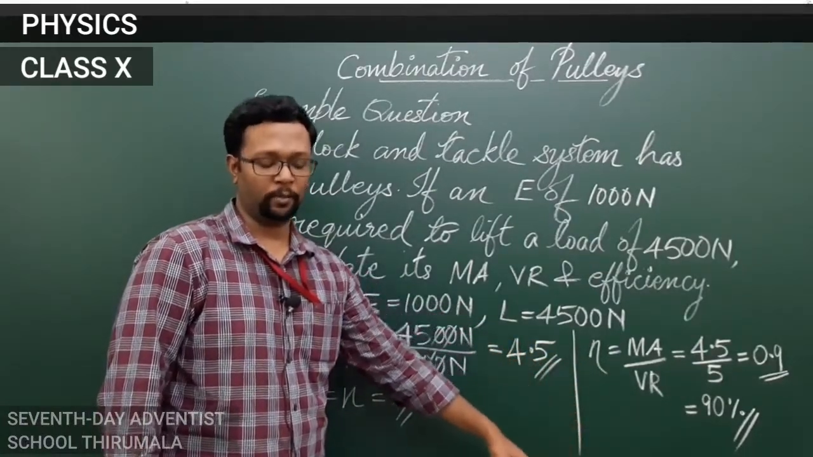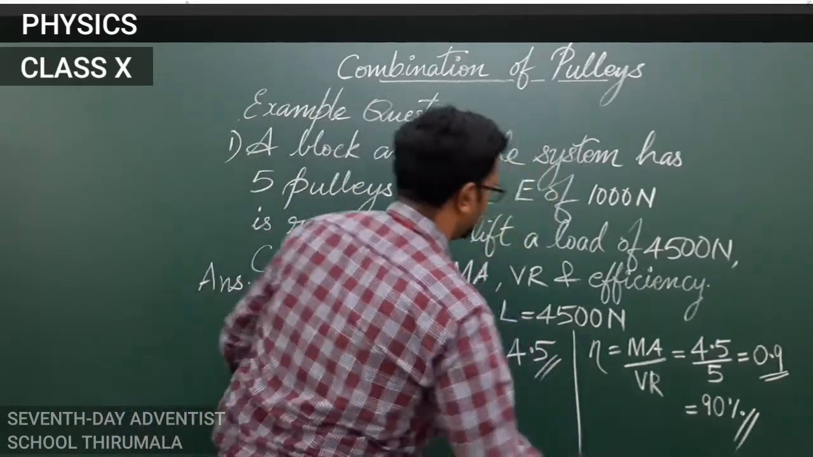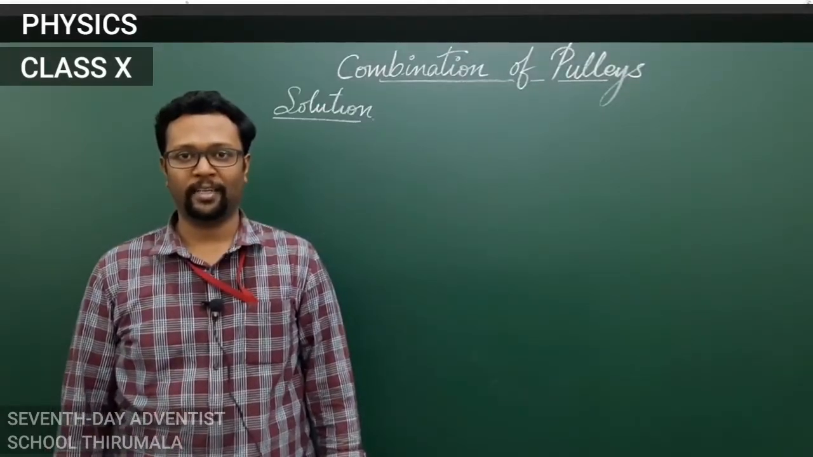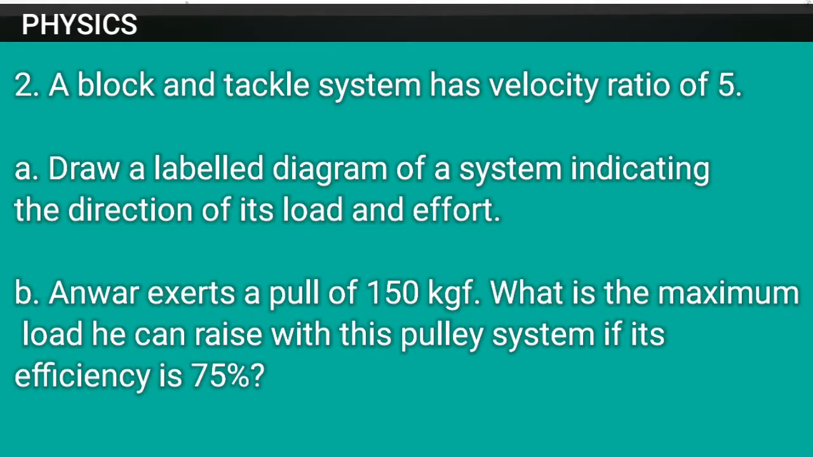Now we will do another question. Okay students, the second question reads like this. A block and tackle system has velocity ratio of 5. A, draw a labeled diagram of the system indicating the direction of its load and effort. And B, Anwar exerts a pull of 150 kg force. What is the maximum load he can raise with this pulley system if its efficiency is 75%?